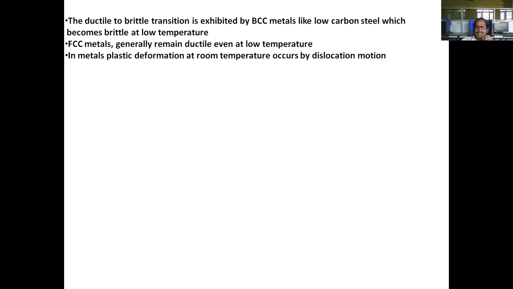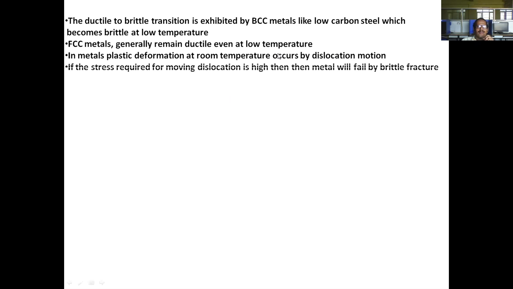So in metals, plastic deformation at room temperature occurs by dislocation motion. We have already studied this. It is plastic deformation which is actually responsible for the ductility of metals, and it is accompanied by dislocation motion. Dislocation starts moving when we apply stress. So if the stress required for moving dislocation is high, then the metal will fail in a brittle way.